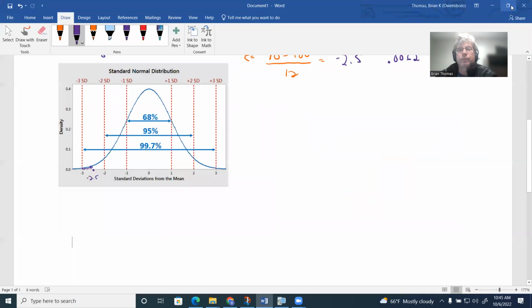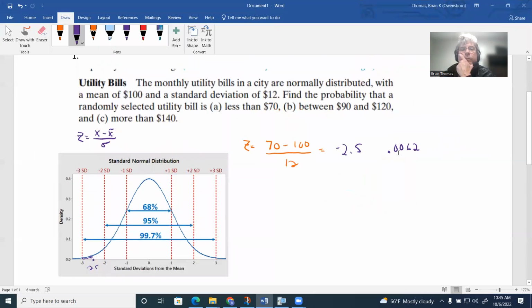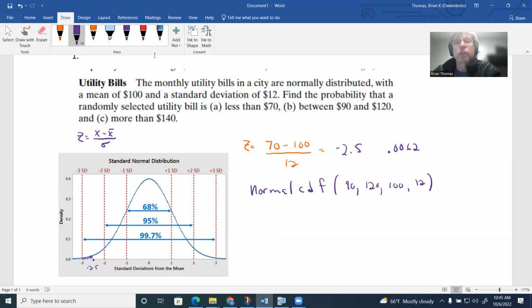So if I look at the next example, if I want to find the probability of being between 90 and 120, I don't have to find these z-scores. I can use the function on the calculator, the normal CDF, cumulative distribution. My lower bound is 90, my upper bound is 120, my mean was 100, and my standard deviation was 12. The calculator can do all this for us, so we don't have to find the z-scores and then find the values off of the table.